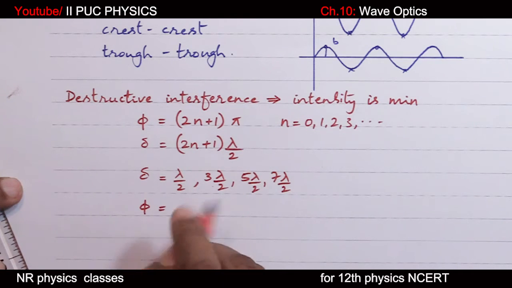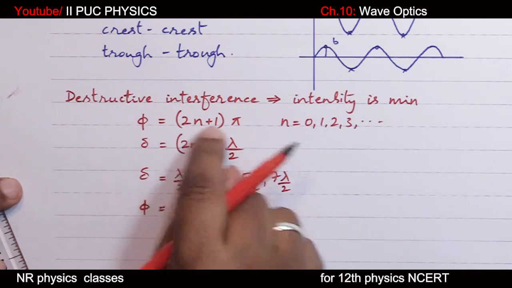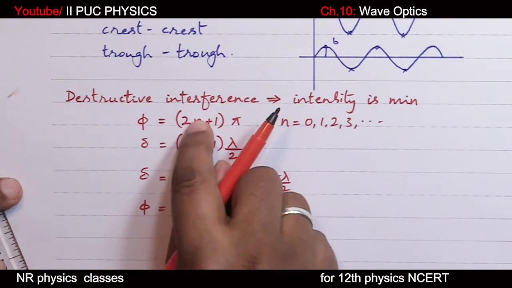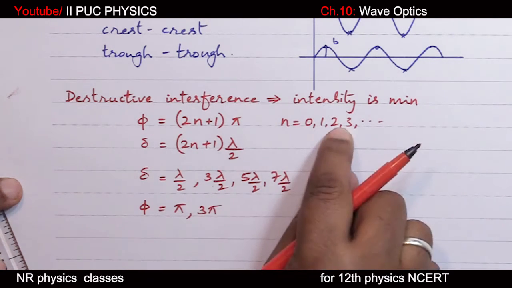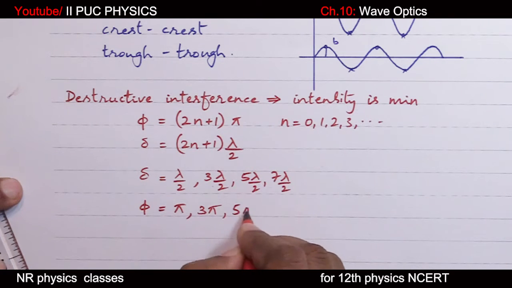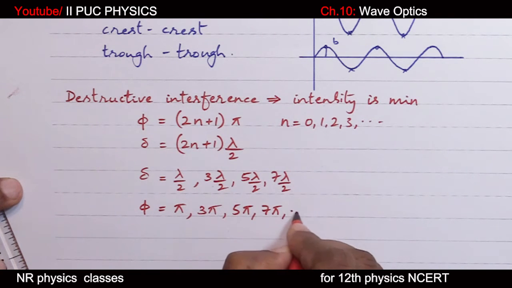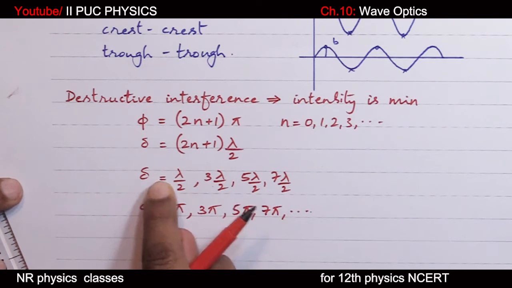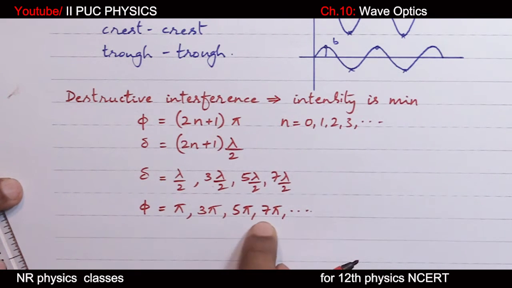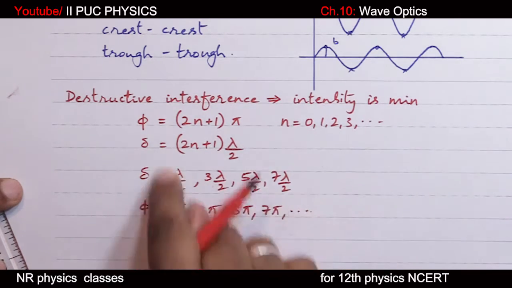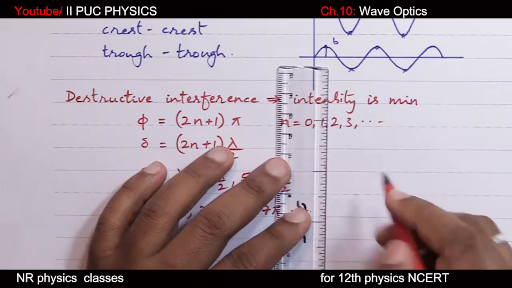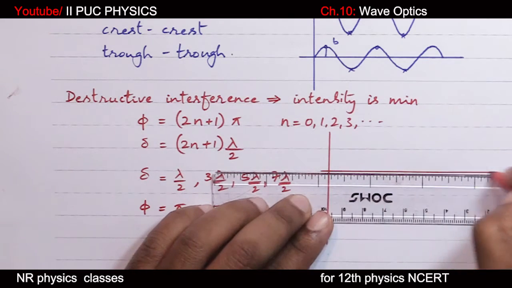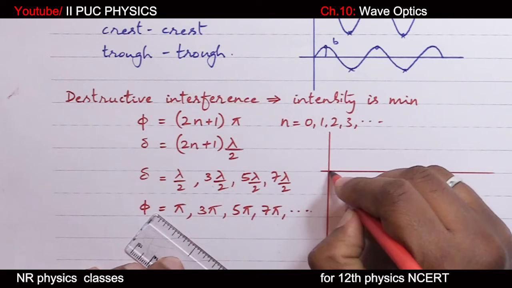Now for phase difference, substitute 0 in the first equation, we get pi. Substitute 1, we get 3 pi. Substitute 2, we get 5 pi, 7 pi, etc. So condition for destructive interference in terms of path difference, destructive interference in terms of phase difference. Now how to visualize destructive interference means, this is first wave.